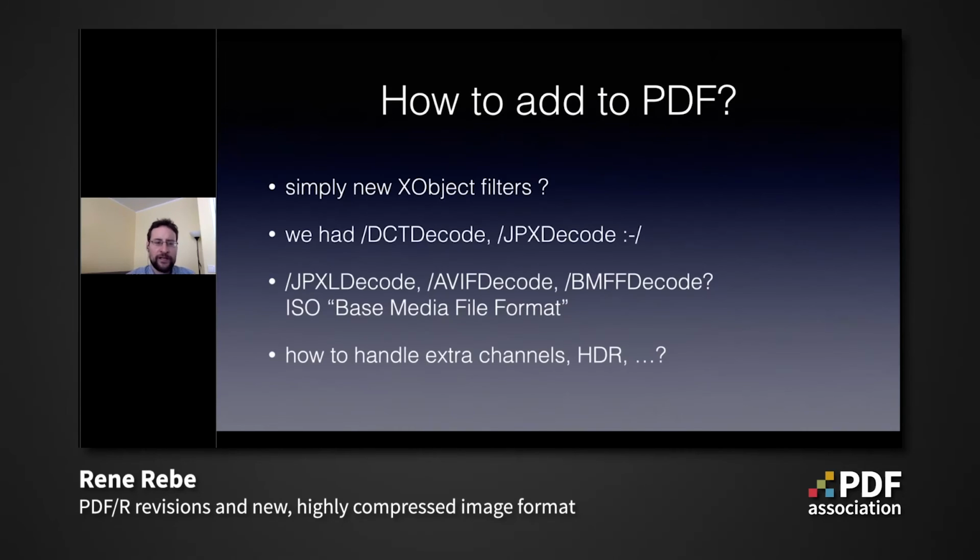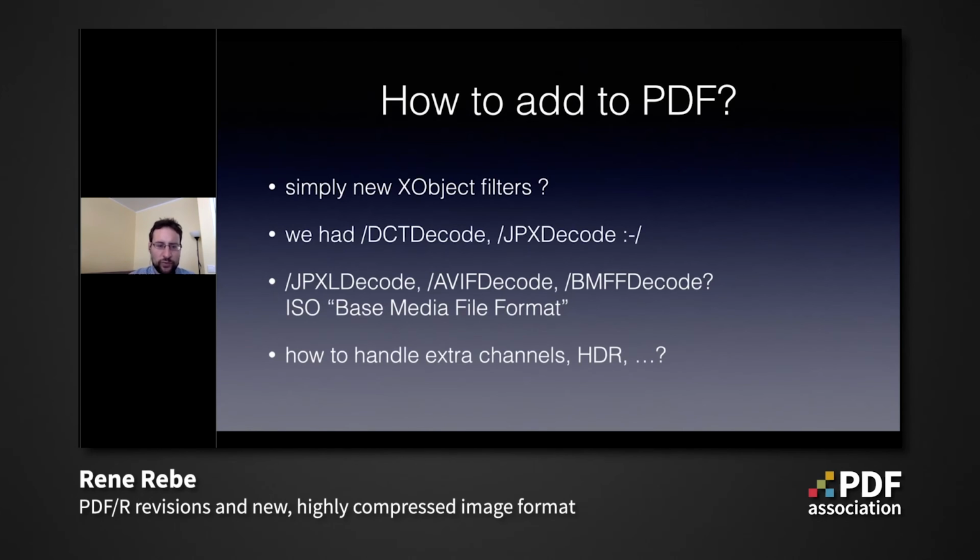How to add this to PDF? That is currently in discussion. We prototyped this with a new XObject filter type. Historically, there are things like DCTDecode, JPEG decode. Unfortunately, nowadays one would choose JPEGDecode, but that already exists for JPEG 2000, unfortunately. Historic. It would have been nicer if that would have been named JP2000 or JP2K, but it isn't, so we cannot use JPX, although, so maybe JPEG XL.